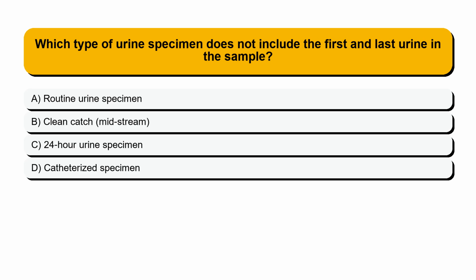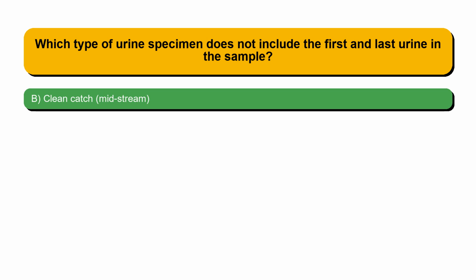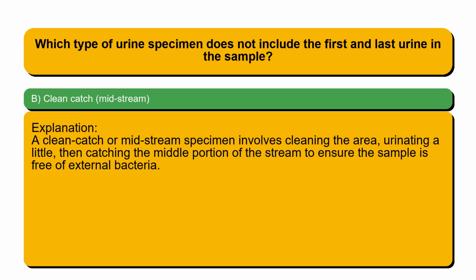Question 16. Which type of urine specimen does not include the first and last urine in the sample? Option A, a routine urine specimen. Option B, a clean catch, midstream. Option C, a 24-hour urine specimen. Option D, catheterized specimen. The correct answer is option B, clean catch, midstream. A clean catch or midstream specimen involves cleaning the area, urinating a little, then catching the middle portion of the stream to ensure the sample is free of external bacteria.